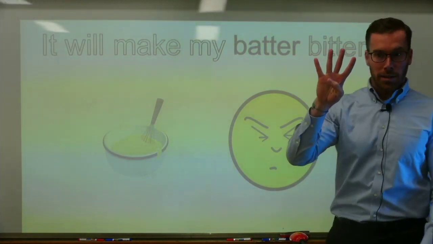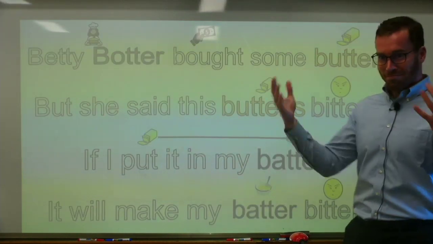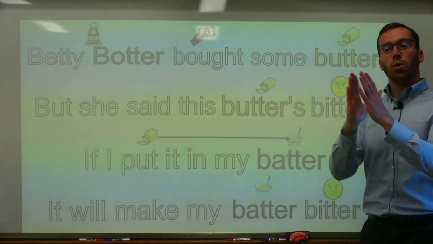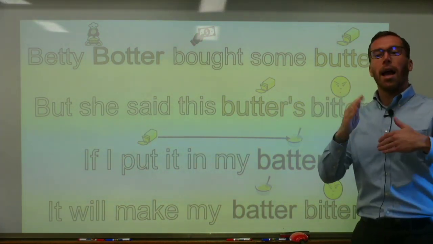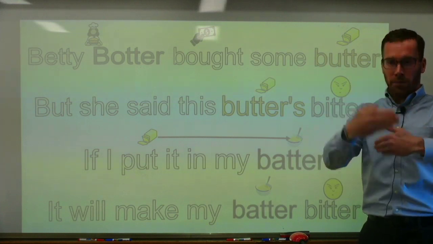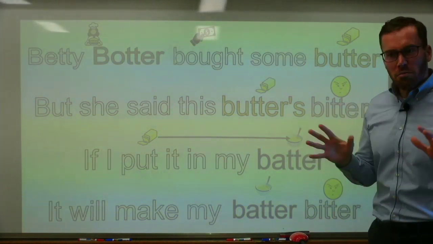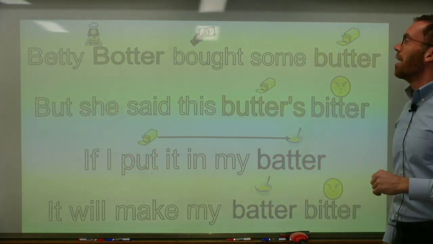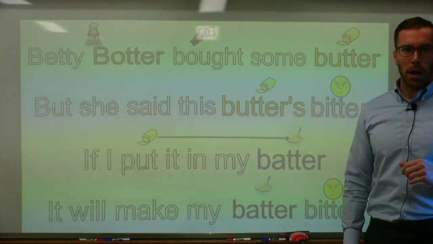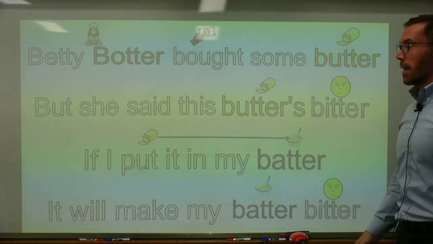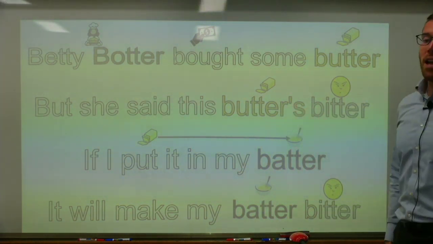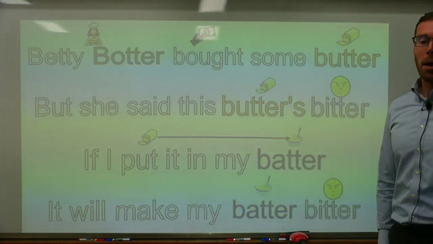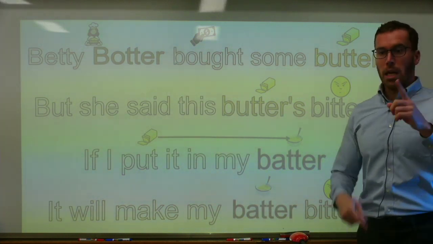Those are the 4 lines. So let's do all together. It's a lot, but we can do it. We'll go slow, and we'll do again, faster, faster, faster, and we'll see what we can do. Let's try. Betty bought some butter, but she said this butter's bitter. If I put it in my batter, it will make my batter bitter. Okay, a little bit faster.